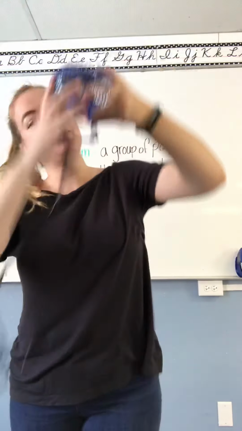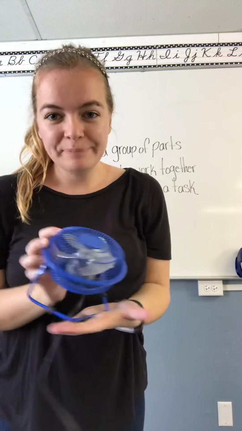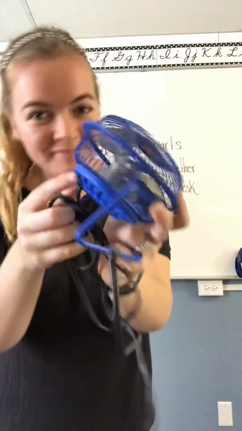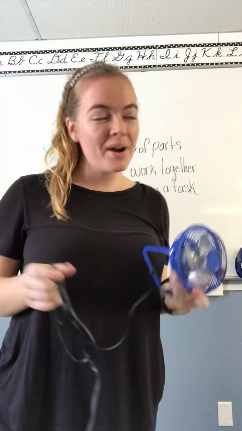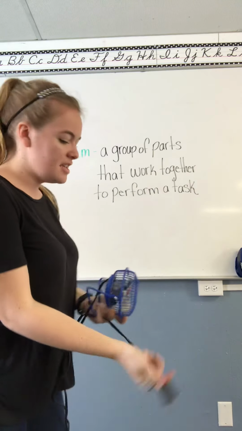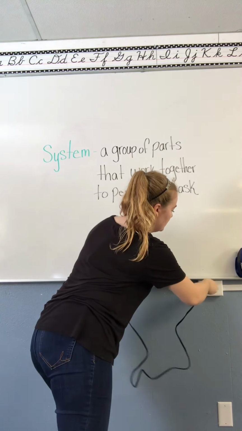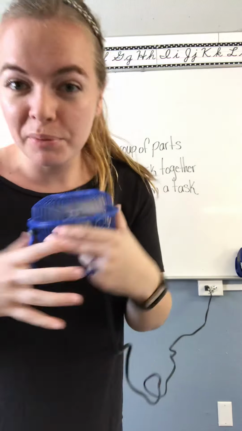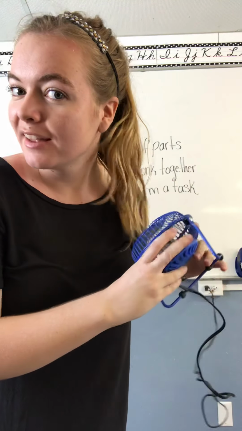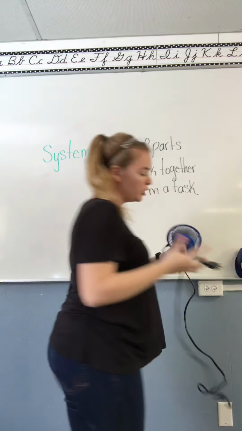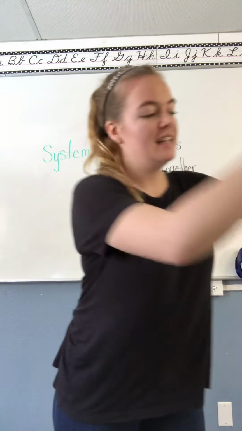And lastly, we have my little fan. So are there multiple parts? What do you think? There are multiple parts. Do they work together to perform a task? Let's see. When I plug this guy in, what happens? The blades start moving and it blows air at me. I don't know if you can see that? It's blowing air at me. So there are parts inside this fan that work together to create a system. So a fan is a system.